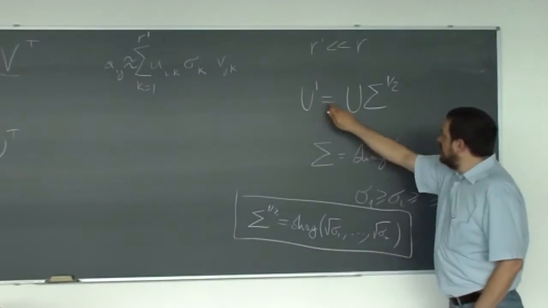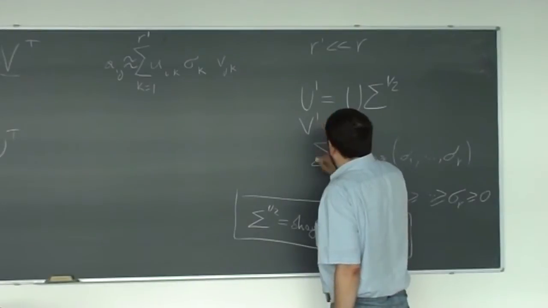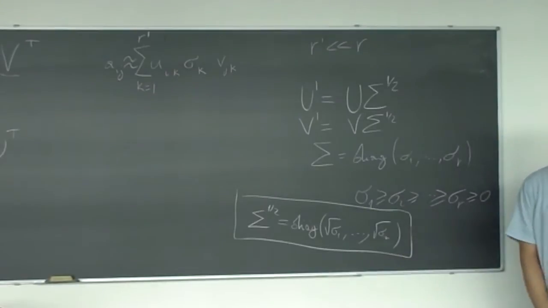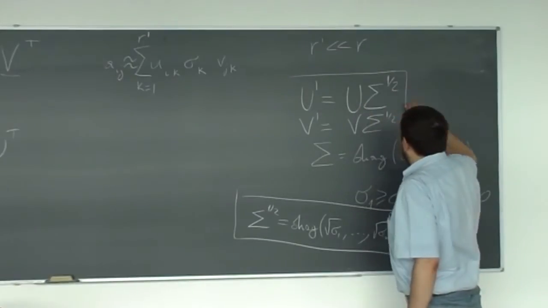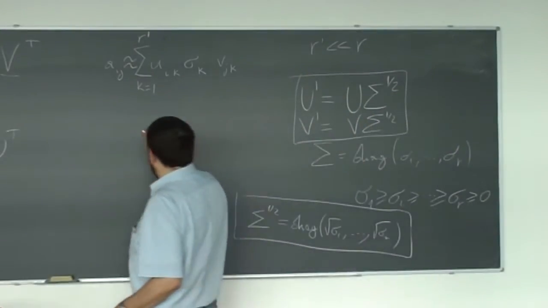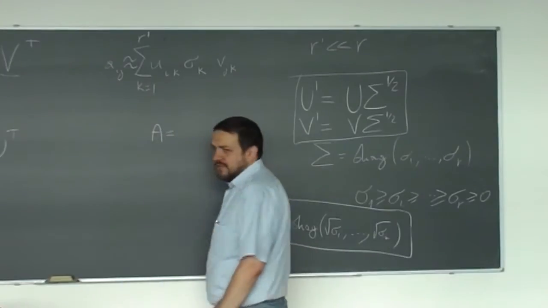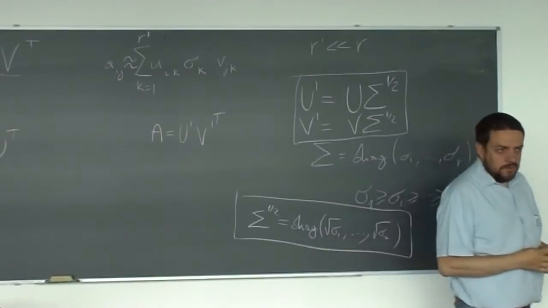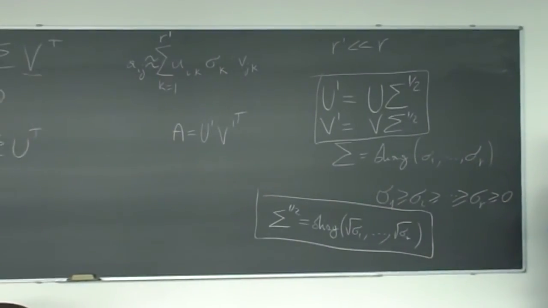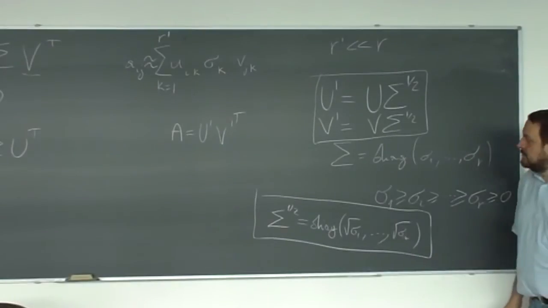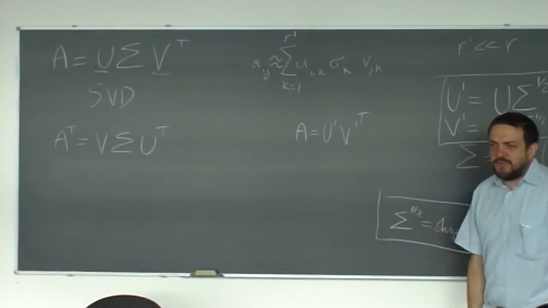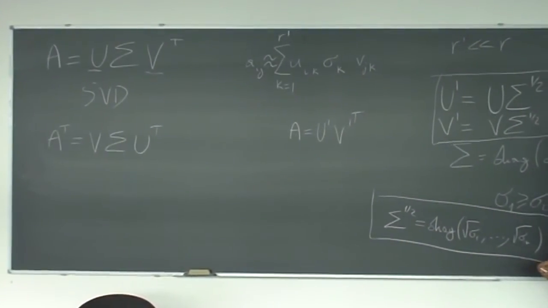So, if we define U prime like this, and for the same reason V prime as V square root of sigma, by this definition, we have that matrix A can be also written as U prime V prime transpose. Okay, just to get rid of everything that is in the middle. Now we have just two matrices, U and V.